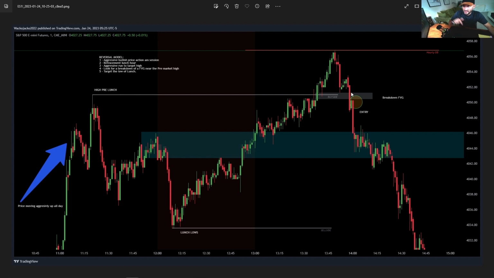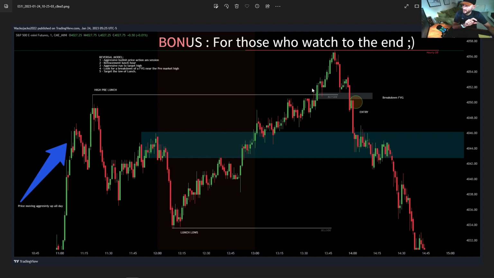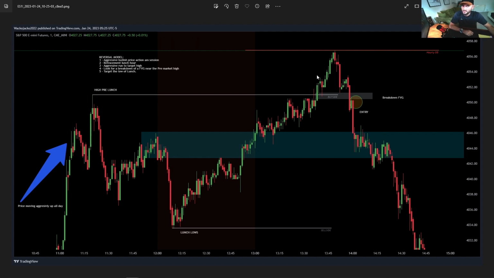So in the previous example, this previous high was nowhere to be seen, okay, and we were using the inverted fair value gap underneath that consolidation before the manipulation and the breakdown. In this example, we're not looking for that. We're just looking for this AM session high and then for price to break down and leave a fair value gap, which turns into an inverted fair value gap around that pre-lunch high.